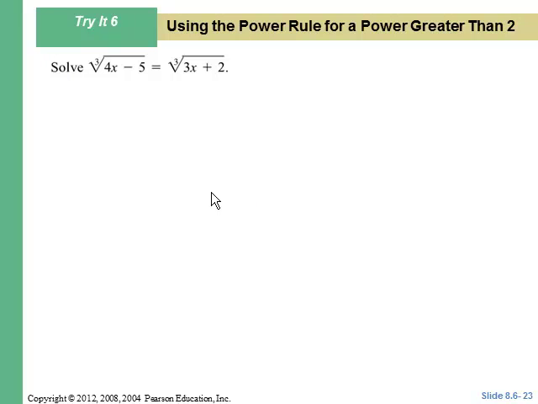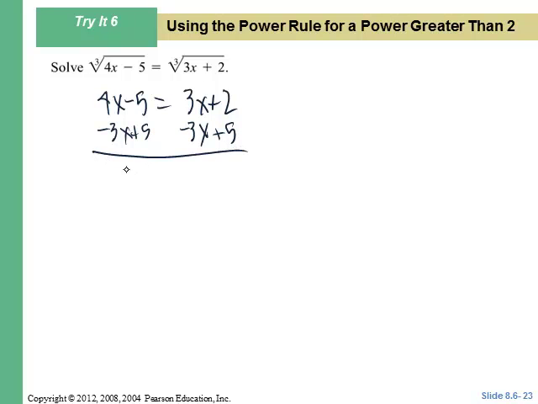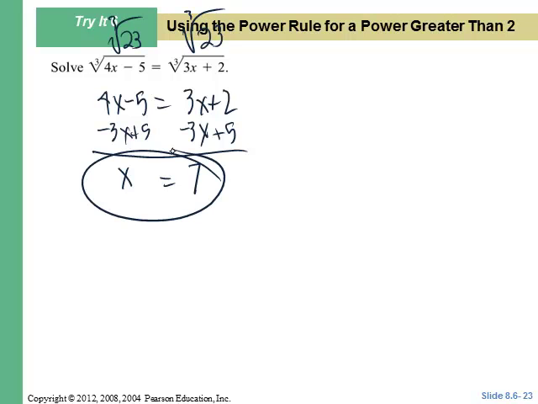Okay, you do this one. Cube both sides, 4x minus 5 equals 3x plus 2. Subtract 3x from both sides. Add 5 to both sides. You get x equals 7. 4 times 7 is 28. 28 minus 5 is 23, cube root of 23. And 3 times 7 is 21. 21 and 2 makes 23, cube root 23, so it does check.